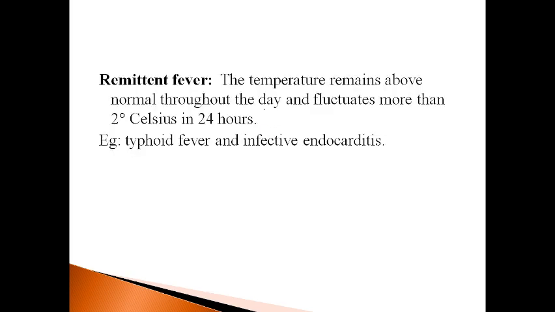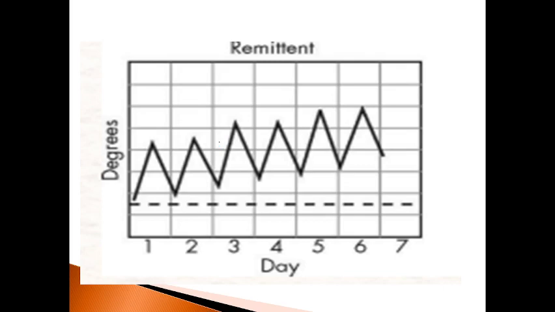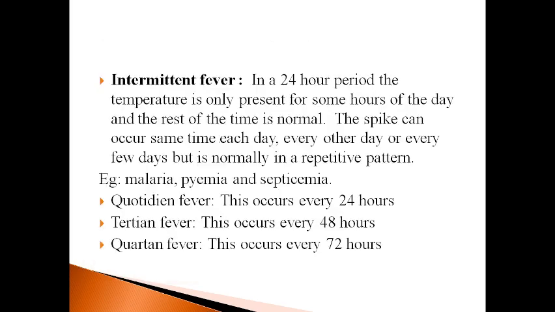In remittent fever, the temperature remains above normal throughout the day and fluctuates more than 2 degrees Celsius in 24 hours. Example: typhoid fever and infective endocarditis. The remittent fever graph looks like this.